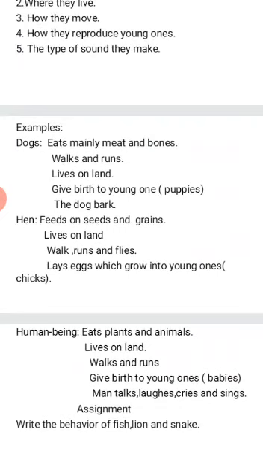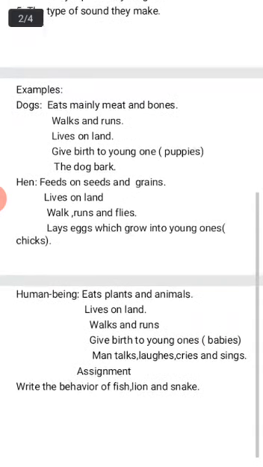Dogs walk and run. Their own is to walk and run. A dog cannot fly, cannot be flying in the sky. They live on land. A dog cannot live inside water. Their own habit is to live on land. They also give birth to the young one, which is called puppies. The dog also, their own sound is to bark. They bark, boo, boo, boo.